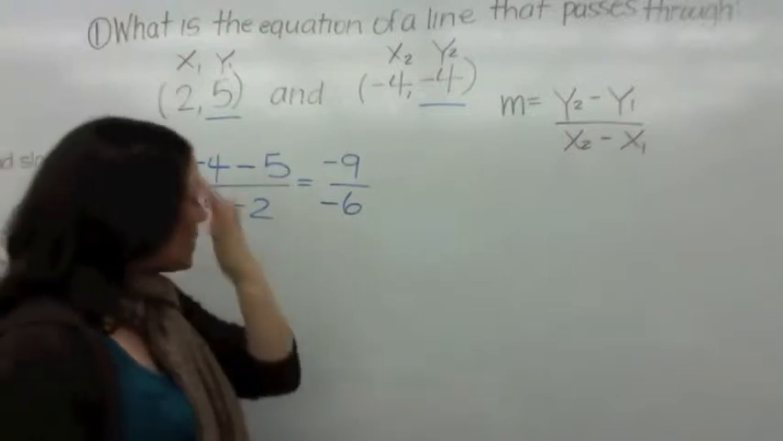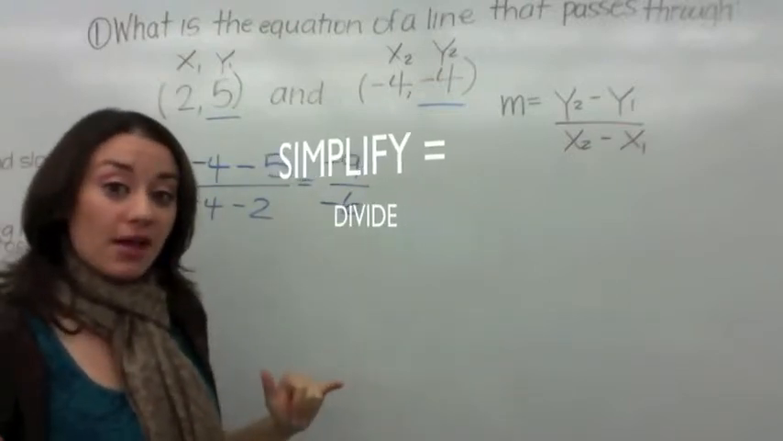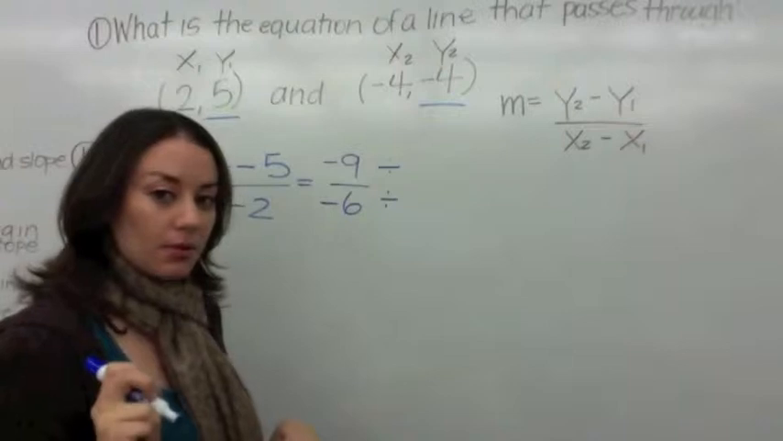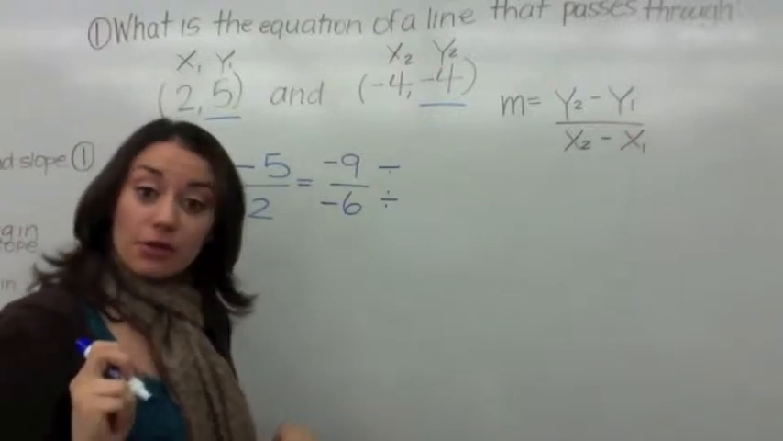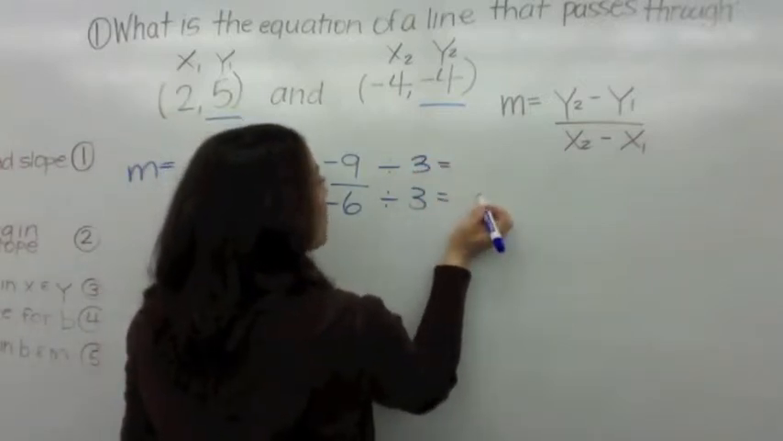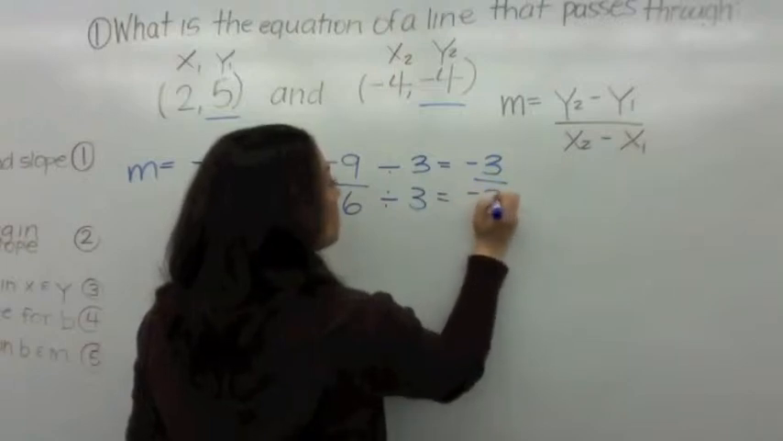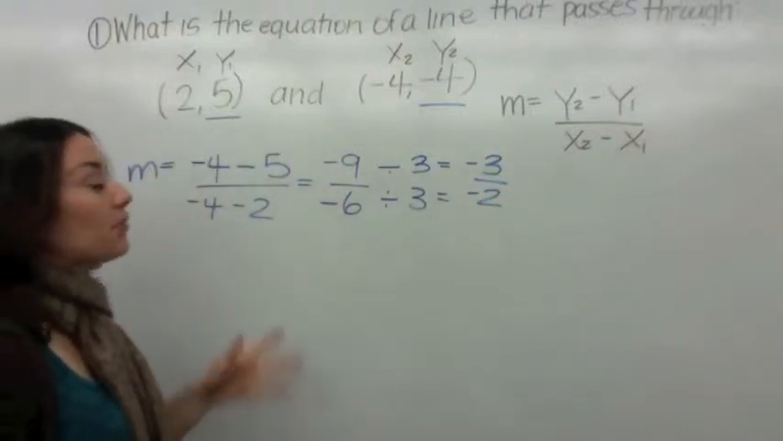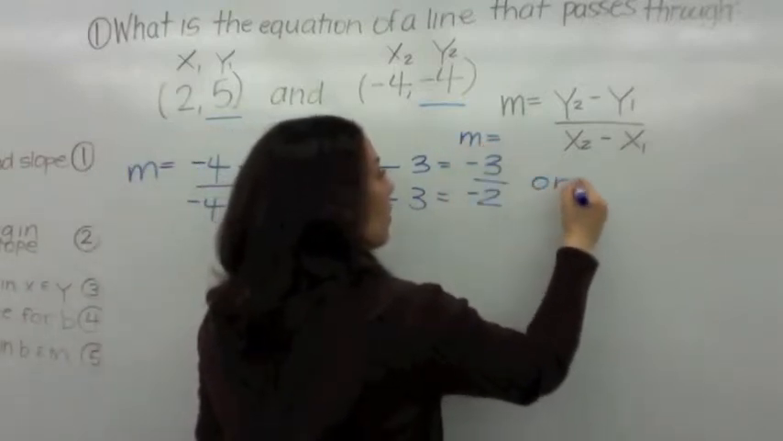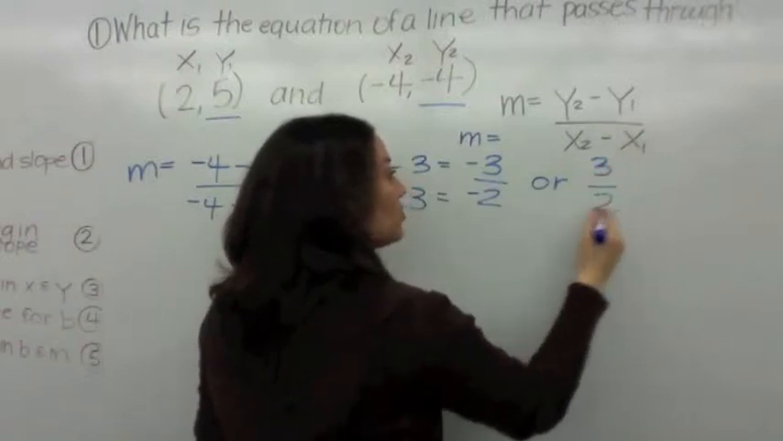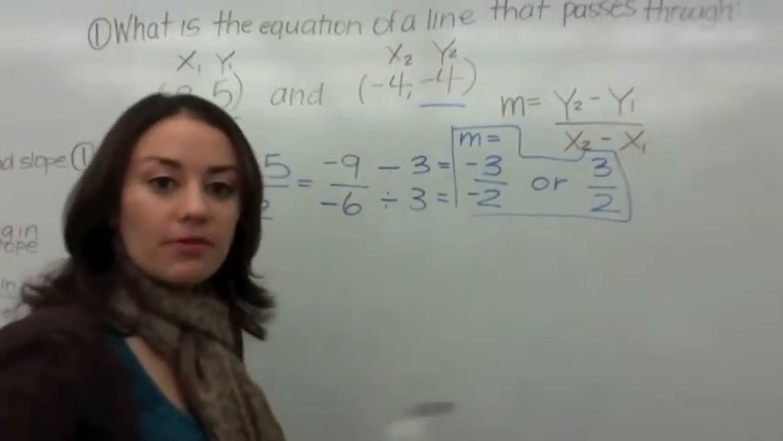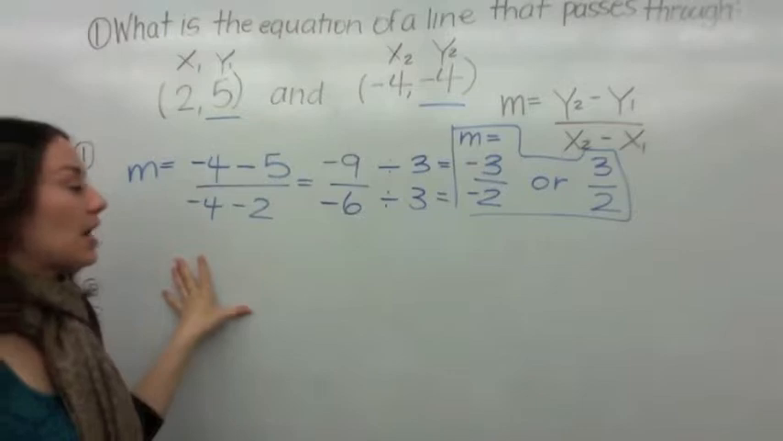Now this slope, -9 over -6, is a fraction, right? Could it be simplified? Do you remember how to simplify? You could divide both 9 and 6 by what number? Could you divide by 3? Yes, you could. So if you divided by 3, you would get -3 over -2. So -3 over -2 is the slope, or it could be +3 over +2. Are we good? Everybody got that? Okay, so that's the slope.